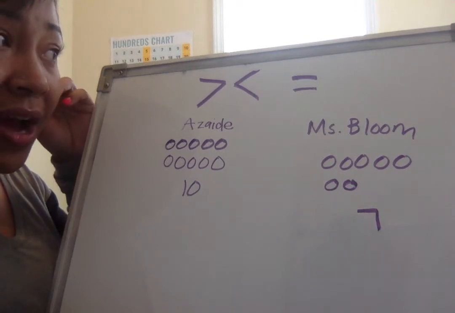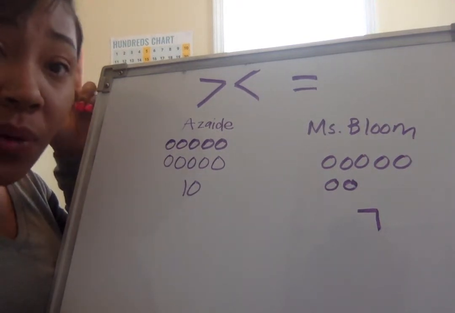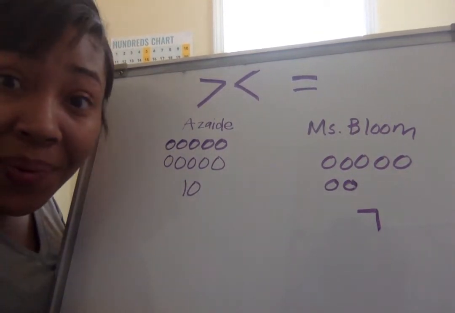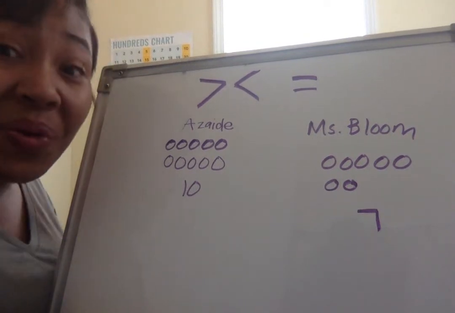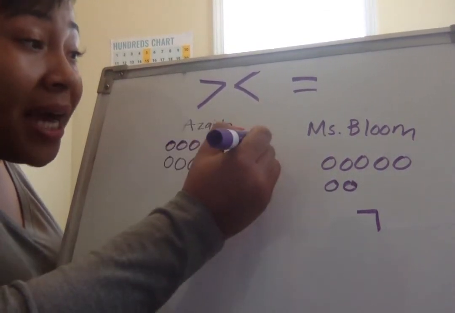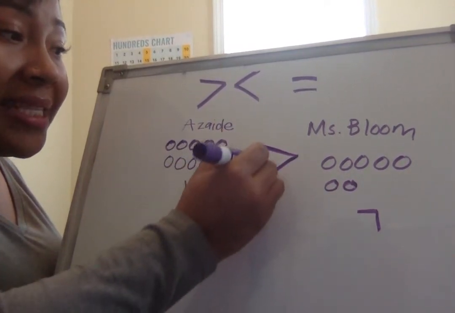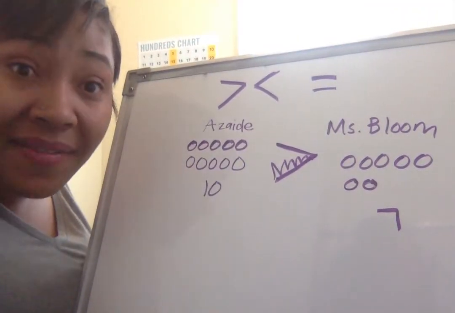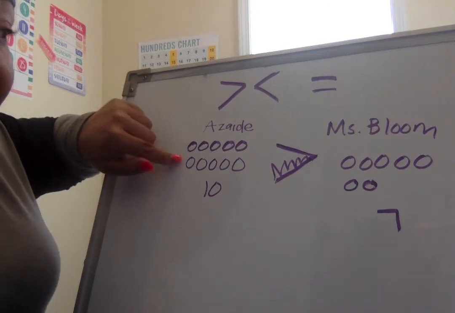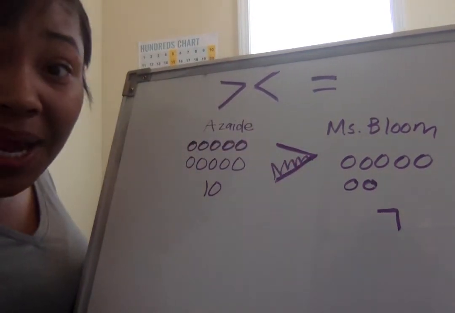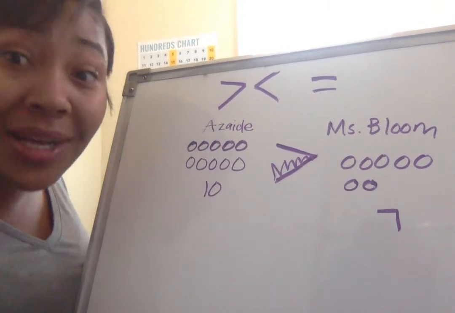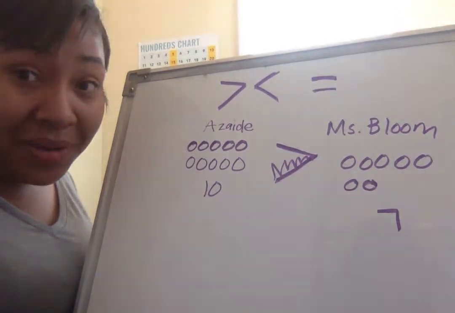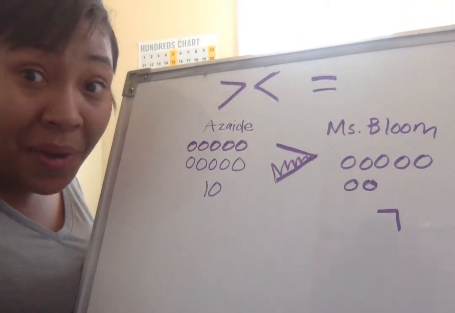On the count of 3, you're going to shout out if it's greater, less, or equals to. 1, 2, 3. Bigger, right? It is greater than. Because we know that 10 is bigger than 7. Because Azadi has more Skittles than Ms. Bloom. Okay, one more problem. I'm going to try to trick you guys. Do not get tricked. Okay?